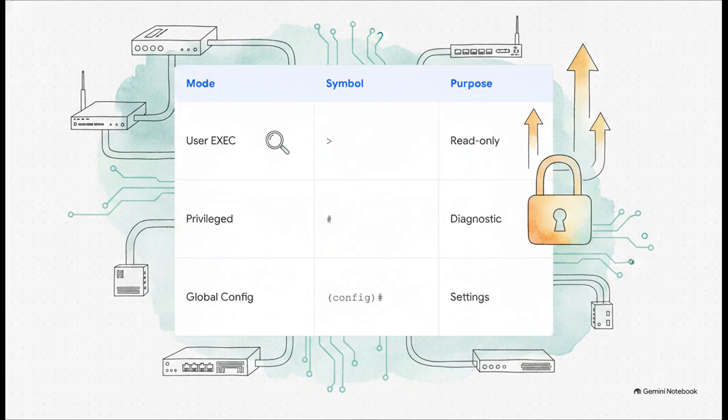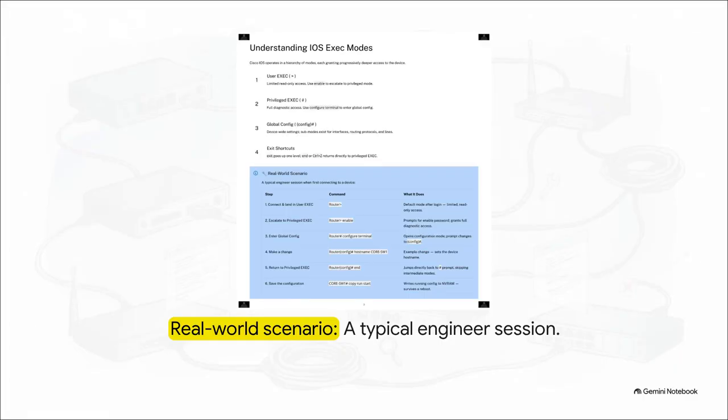When you escalate your privileges, that prompt changes to a hashtag or a pound sign. That is privileged exec mode. Now you've unlocked the door and have full diagnostic access. Finally, if you see the word config in parentheses, well, you've got the keys to the entire kingdom. That's global configuration mode, where you can make device-wide changes. Progressive access really is the name of the game here. And this brilliantly illustrates exactly what that escalation looks like in a live, real-world scenario.